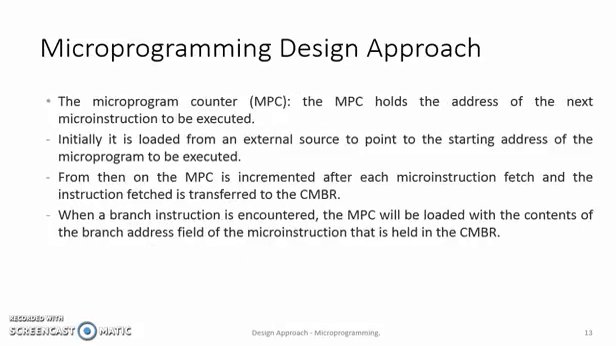The microprogram counter holds the address of the next micro instruction to be executed. Initially, it is loaded from an external source to point to the starting address of the microprogram to be executed. Gradually, the microprogram counter is incremented after each micro instruction fetch, and the fetched instruction is transferred to the control memory buffer register. Whenever a branch instruction is encountered, the microprogram counter is loaded with the contents of the branch address field of the micro instruction stored in the control memory buffer register.